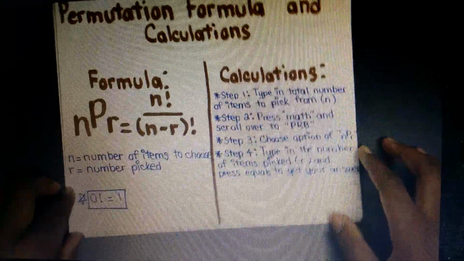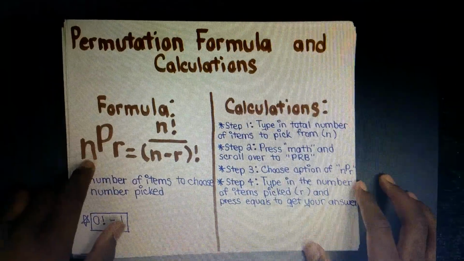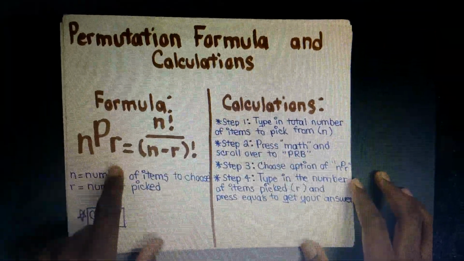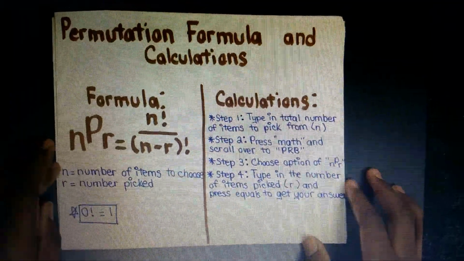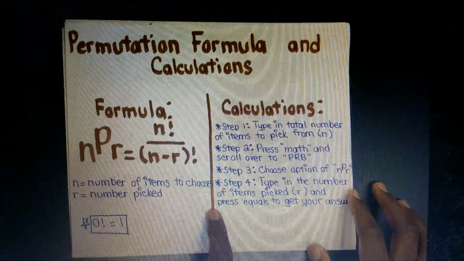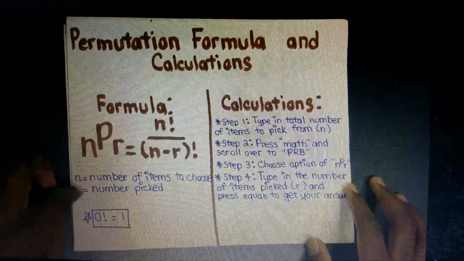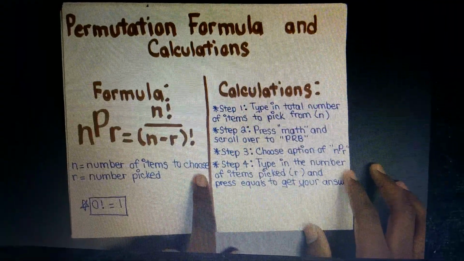Here are the permutation formulas and calculations. The formula nPr equals n factorial over (n minus r) factorial. So n equals the total number of items that you choose from, and r equals the number of items that you pick from the total.